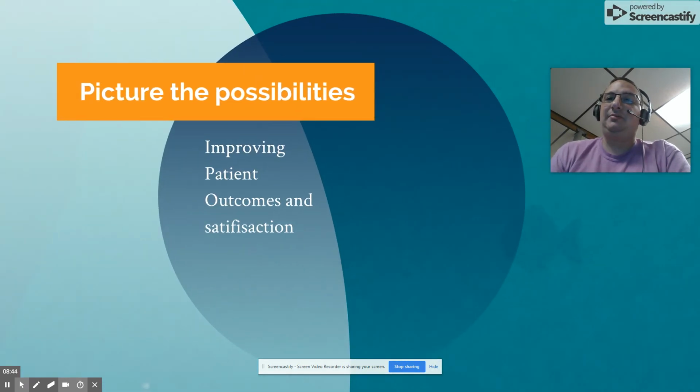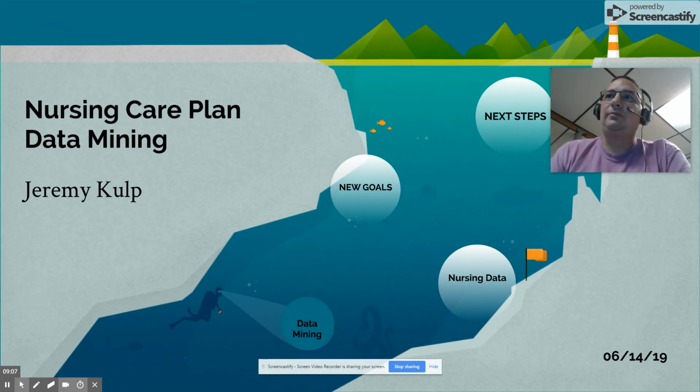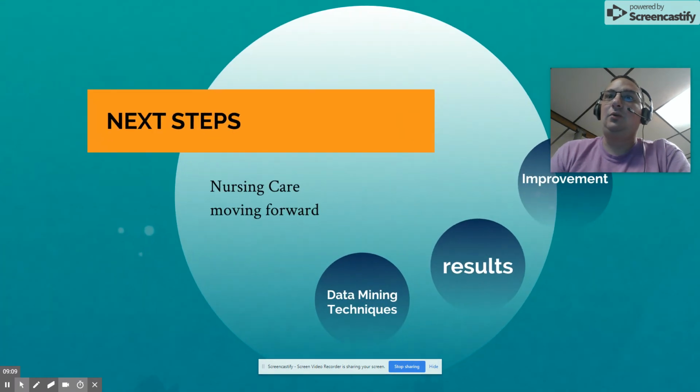So picture the possibilities, improving our patient outcomes and satisfaction, and not only our patient satisfaction, but our family satisfaction. So if we are able to reduce falls with appropriate care plans and keeping our patients from falling, it's going to not only reduce our costs due to additional care that we would have to give our patients with imaging, but also patients' families thinking they know, we know as nurses what we're able to do.